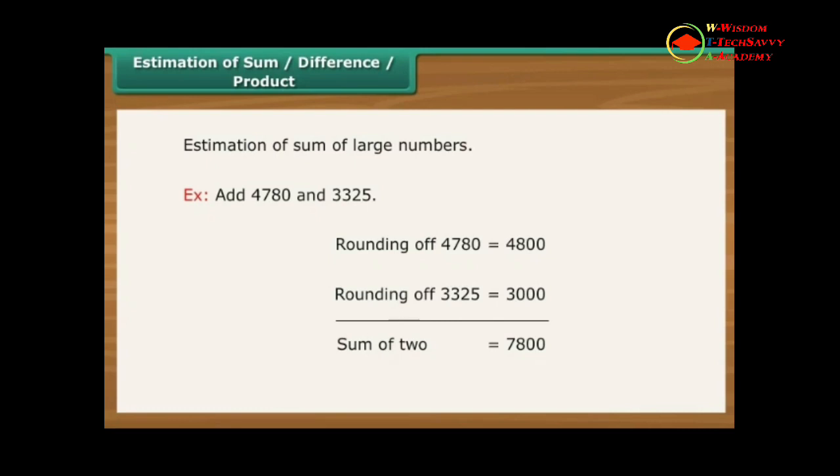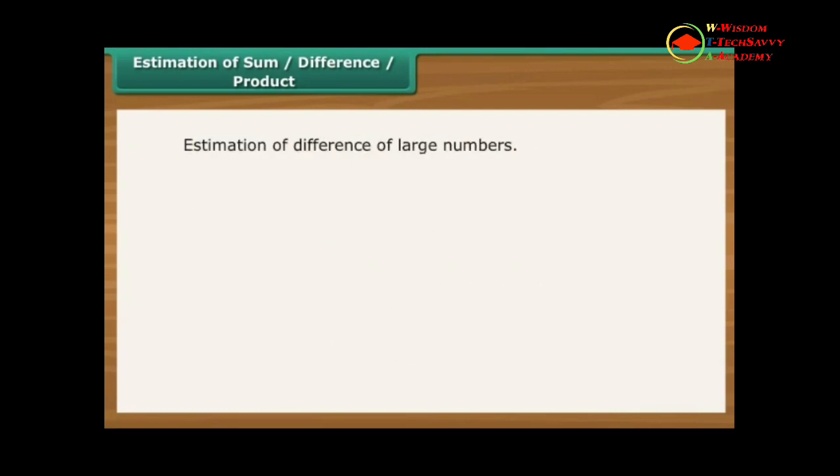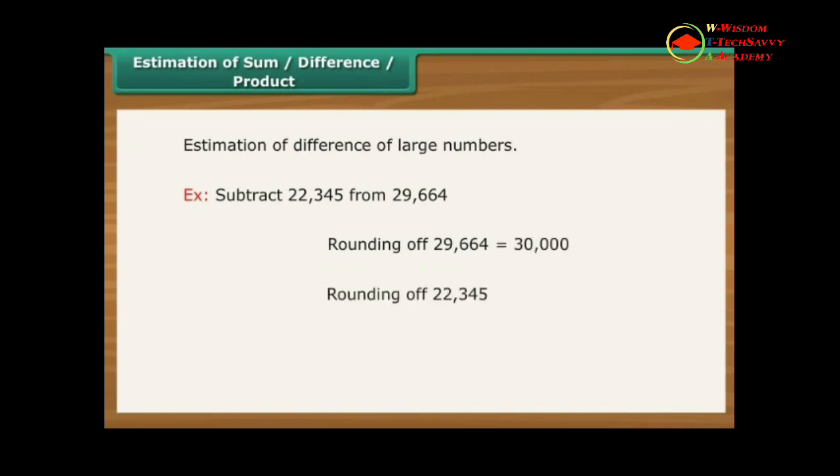Estimation to the nearest number can help in the estimation of the difference of two large numbers. For example, subtract 22,345 from 29,664. Rounding off 29,664 would make it 30,000. Rounding off 22,345 would make it 20,000. Difference of the two is equal to 10,000.